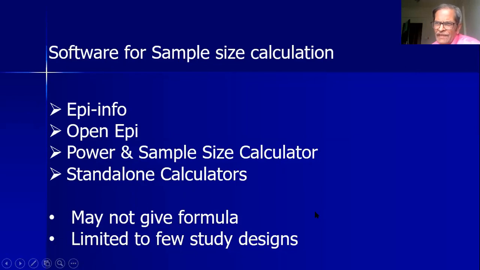And if your study design is not included, then you have a problem of how you calculate the sample size. Second, they do not give the formula for calculating the sample size. These softwares usually do not give the formula with which the sample size is calculated. And when you are going to present your report or you are sending the article for publication, the referees may ask for the formula used for calculating the sample size. And if you are calculating the sample size with these softwares, the formula may not be available.